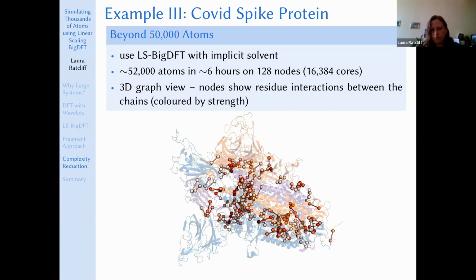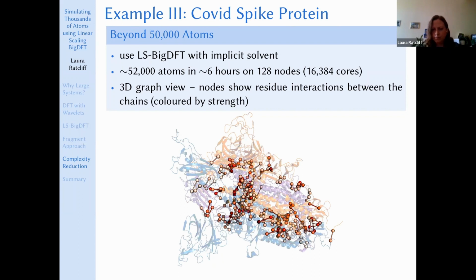And here I'm just showing a 3D graph view. So we have the three different chains of the spike, which are shown in the different colors. And as before, we're also able to map the interactions between the chains. The circles show the nodes where there's an interaction across chains, and the color defines the strength of this fragment bond interaction. So we're really able to look at systems containing several tens of thousands of atoms and do these sorts of analysis.